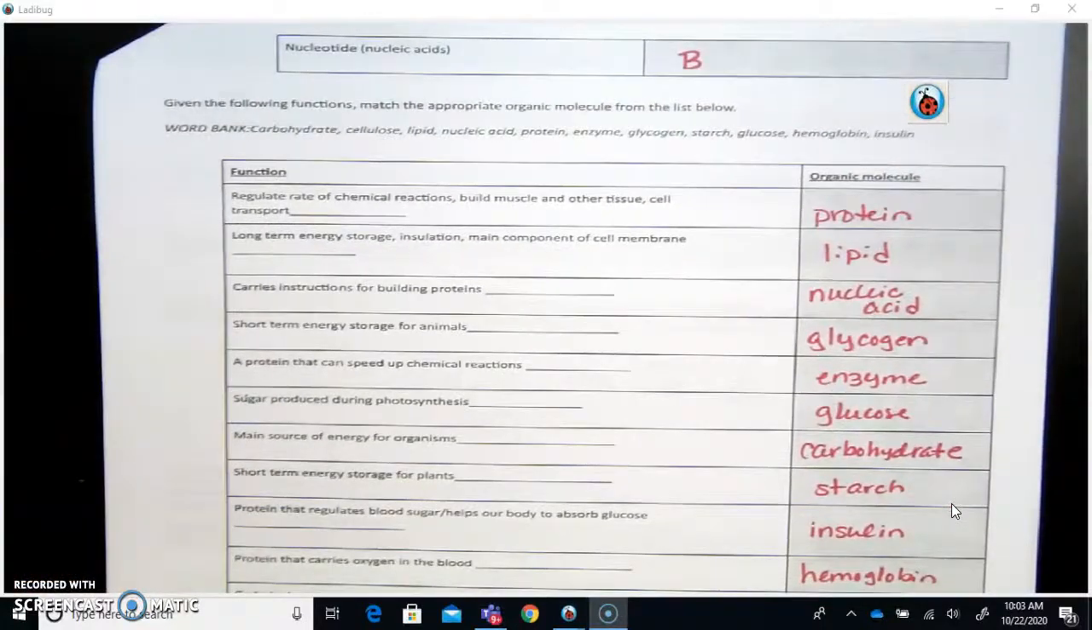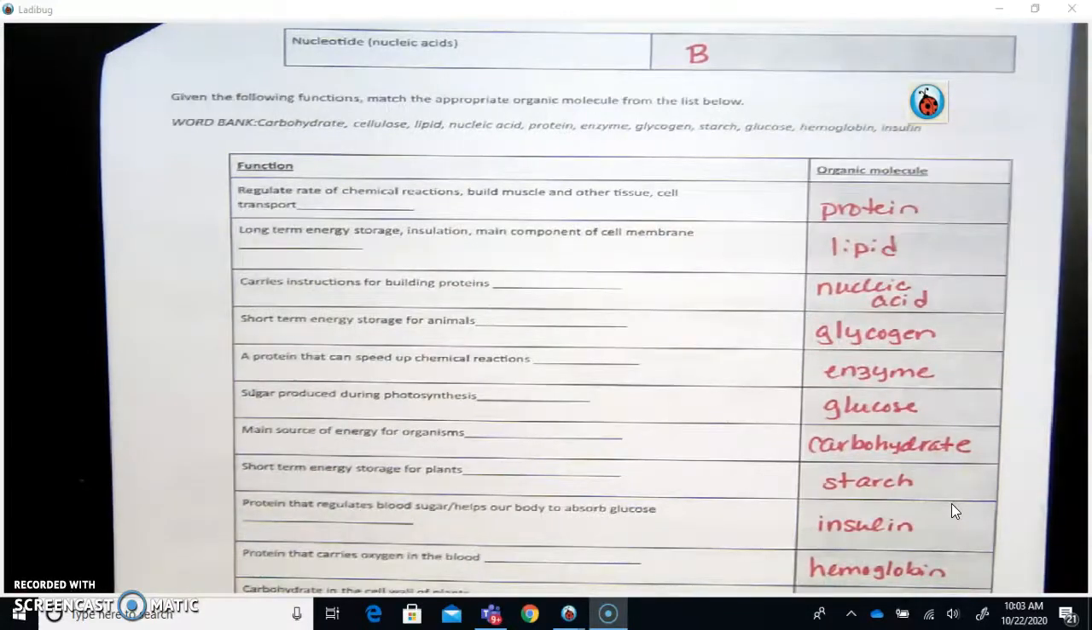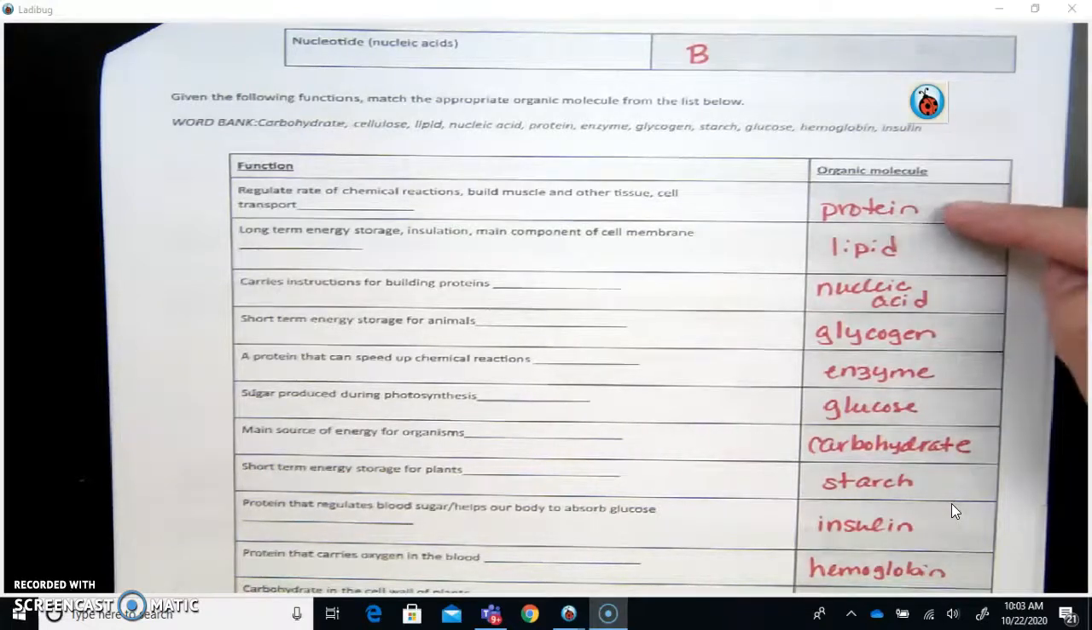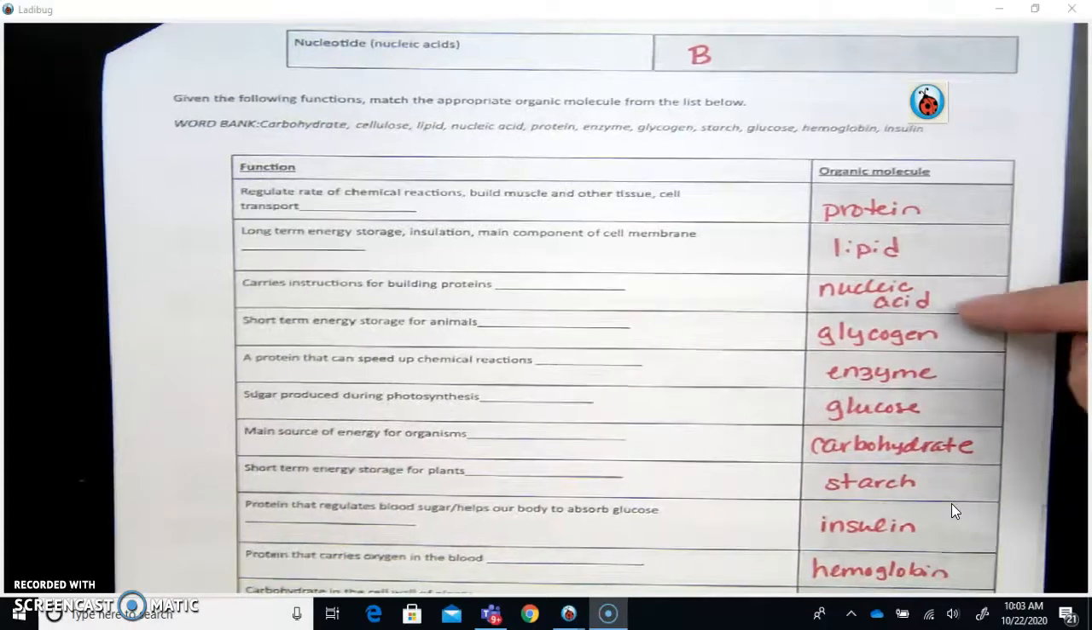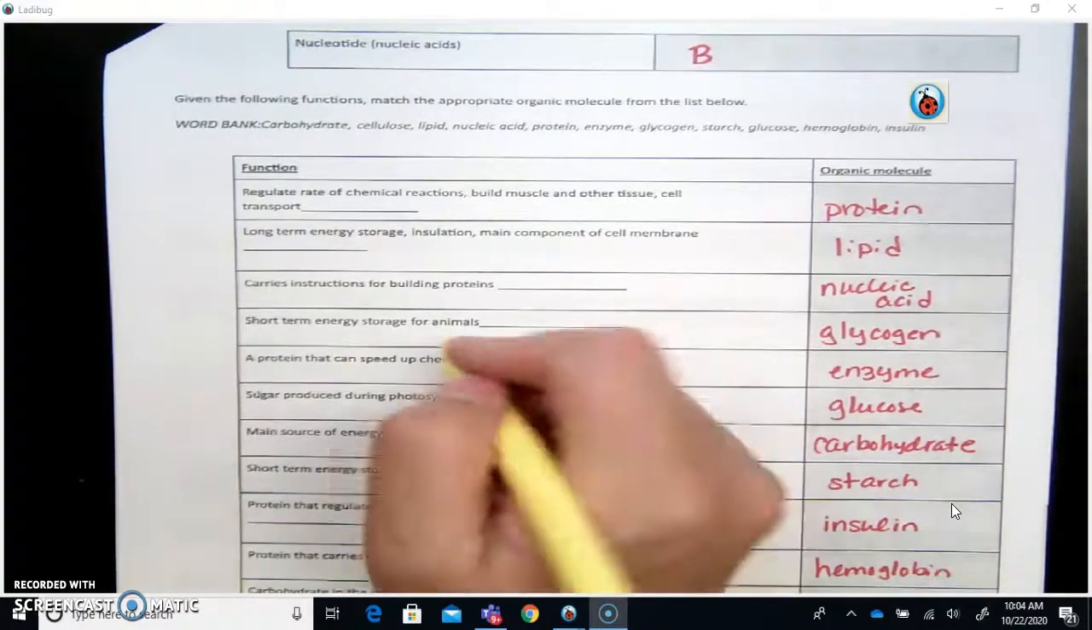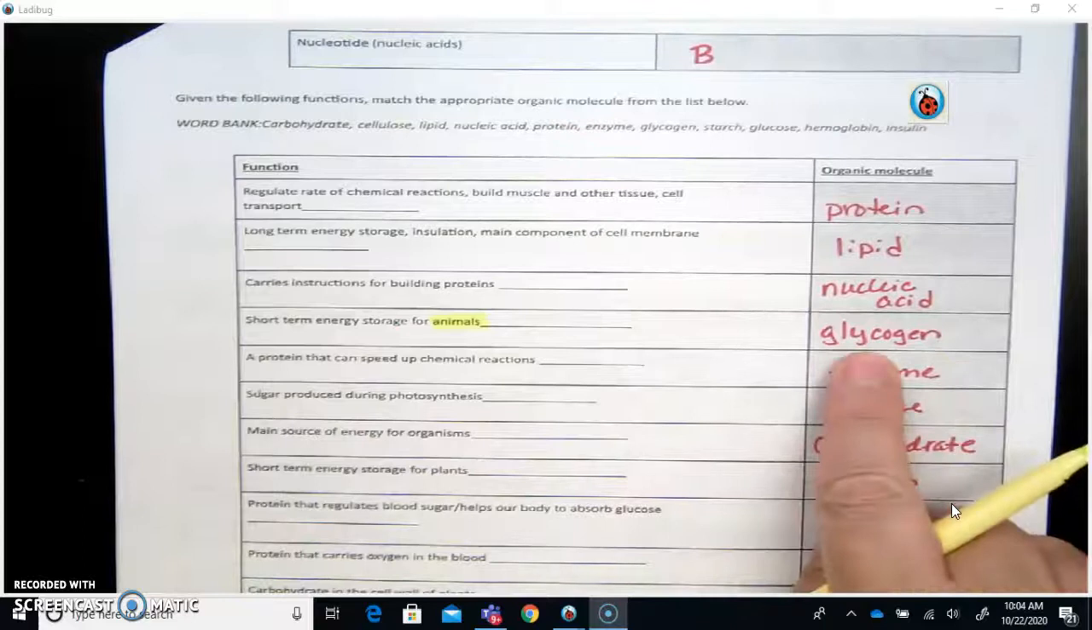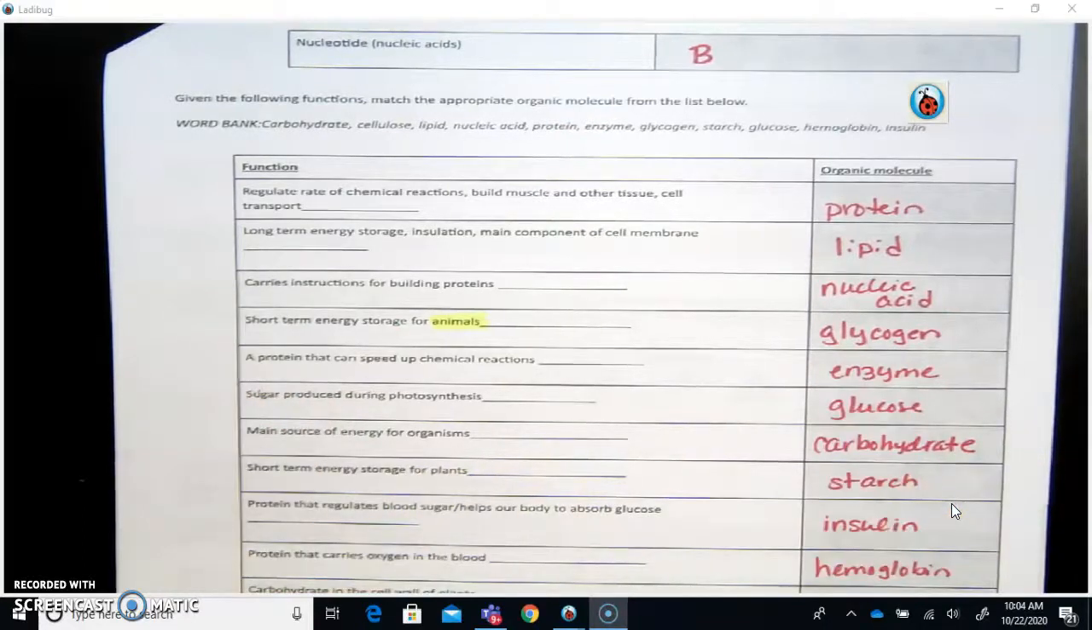So here we've got some fill in the blank. We do have a word bank up here. Regulate rate of chemical reactions, build muscles and other tissues, and works in cell transport. That's going to be the function of proteins. Long-term energy storage, insulation, main component of the cell membrane, lipids. Carries instructions for building proteins, nucleic acids. Short-term energy storage for animals, that's glycogen. A protein that can speed up chemical reactions, enzyme.